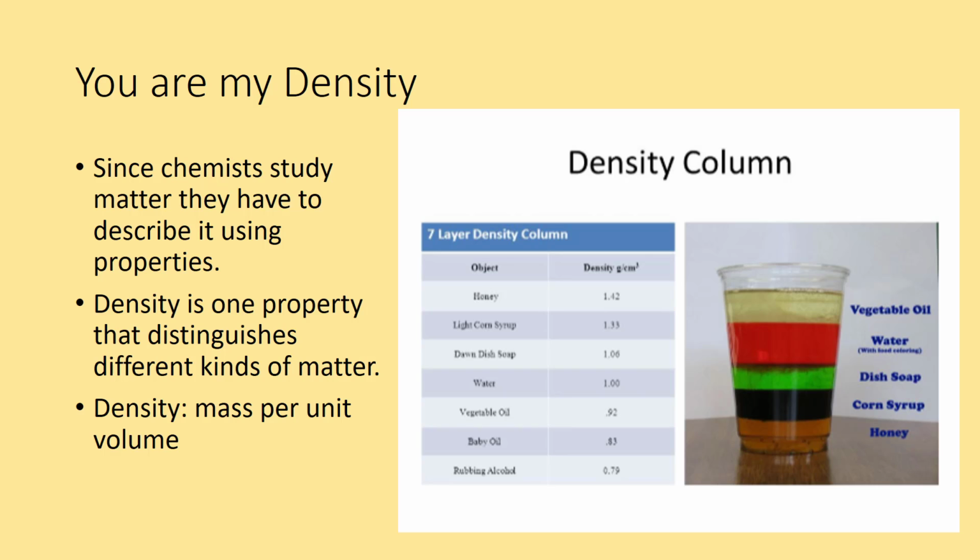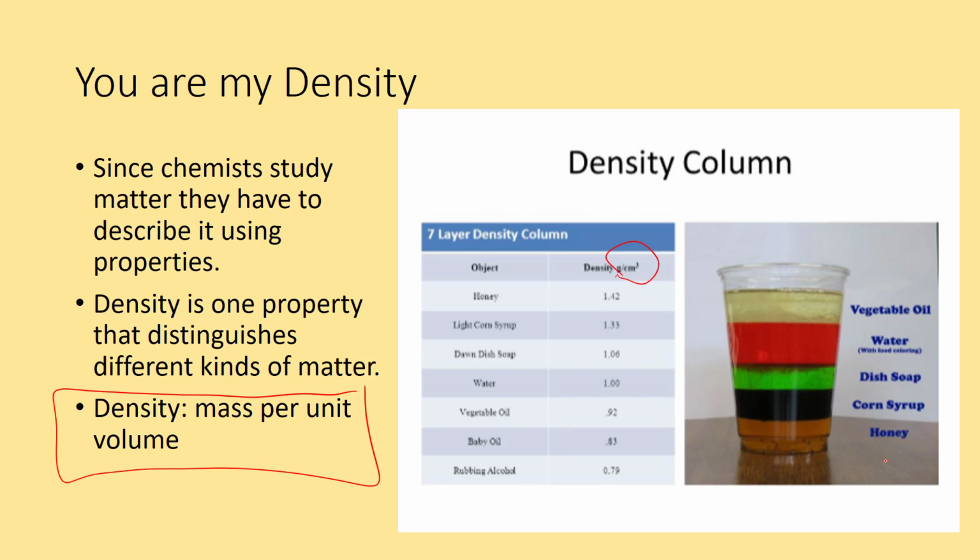Chemists study matter and they have to describe it using properties. Density is a property that distinguishes different kinds of matter, and the definition of density is mass per unit volume. Here are some objects and their densities, and notice the units are grams per centimeter cubed because you have to compare the mass to the volume. So how much stuff it has compared to how much space it takes up.